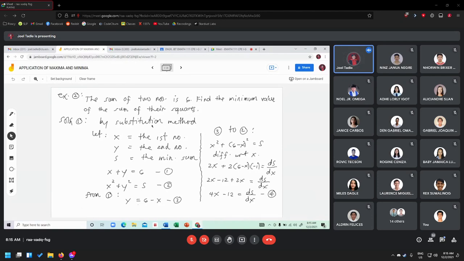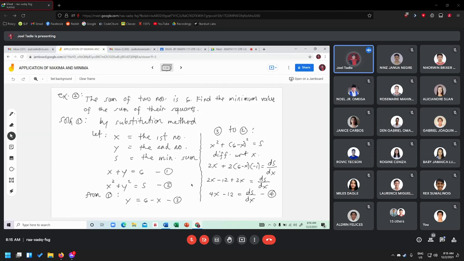So first solution is by substitution method. We let x be the first number and y the second number, because we have two numbers here. Then our sum is s, the minimum sum. So we formulate equations. The sum of two numbers is 6, so x plus y equals 6. That's our first equation. The second equation: the sum of their squares is a minimum sum, so x squared plus y squared equals s. That's our second equation.